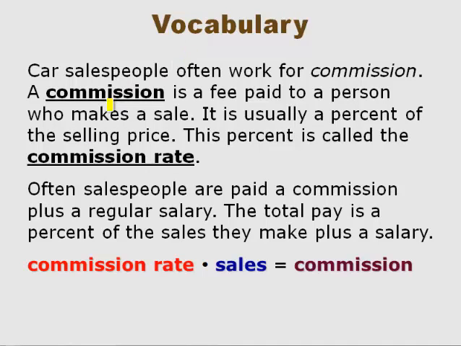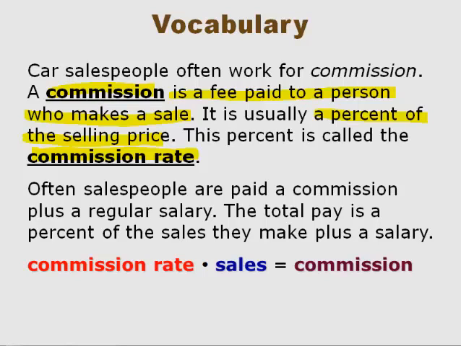The first one is commission. A commission is a fee paid to a person who makes a sale. It's usually a percent of the selling price. This percent is called the commission rate. So the commission rate is a percent of the selling price. Often salespeople are paid a commission plus a regular salary. Their total pay is a percent of the sales they make plus a salary.